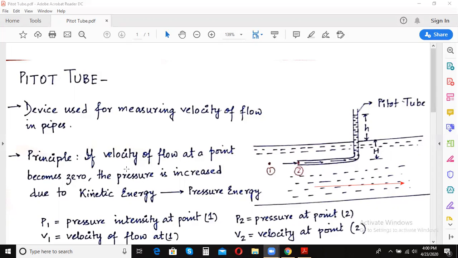See, I have written down the principle. It says that if the velocity of flow at a point becomes zero, that is, the motion is coming to a halt, the motion is ceasing, then the pressure gets increased in the flow, right? As the velocity of flow becomes zero, a pressure is generated in the flow, and the entire kinetic energy of the flow gets converted into pressure energy. So this is the basic principle of my pitot tube.